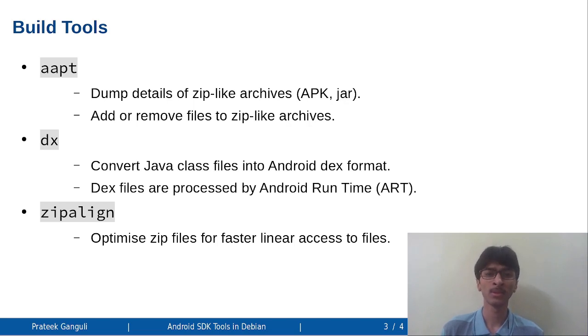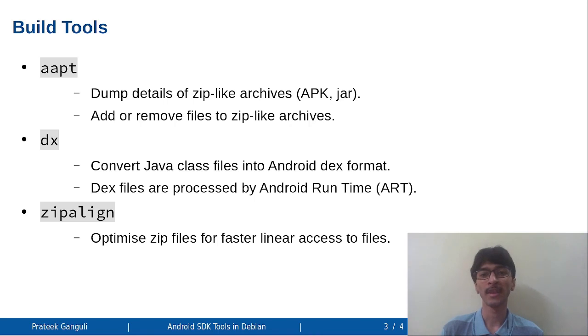Zipalign is another tool that deals with the zip-like archive files. It is mainly used to optimize or align APK files so that the Android installer can quickly access the files that it needs in the requisite order. If the APK or zip file had not been aligned, the files would have to be stored into the archive in a random order, slowing down the installation of that app.